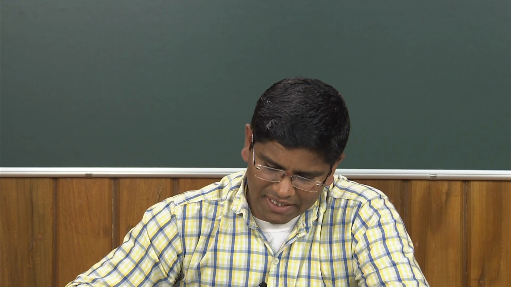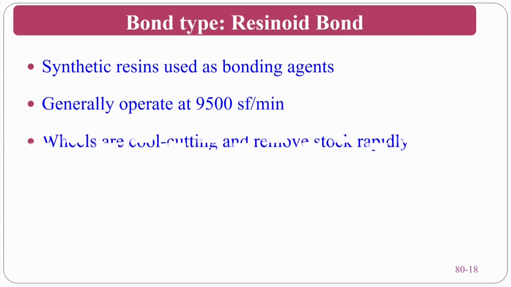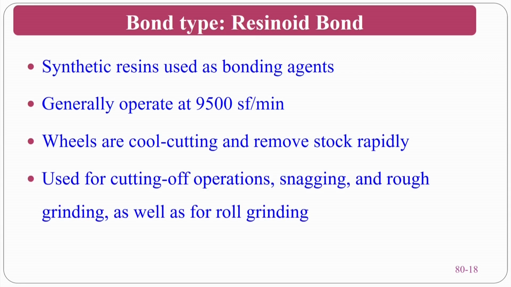If you see the second variety, that is called resin bond. Synthetic resins are used, and it generally operates at very high speeds, that is 9500 speeds. Wheels are cool cutting and remove stock rapidly. If I want to go for material removal processes, normally you can go for the resinoid bond. For cutting off operations also, you can make very thin grinding wheels and use them for cutting off workpieces.